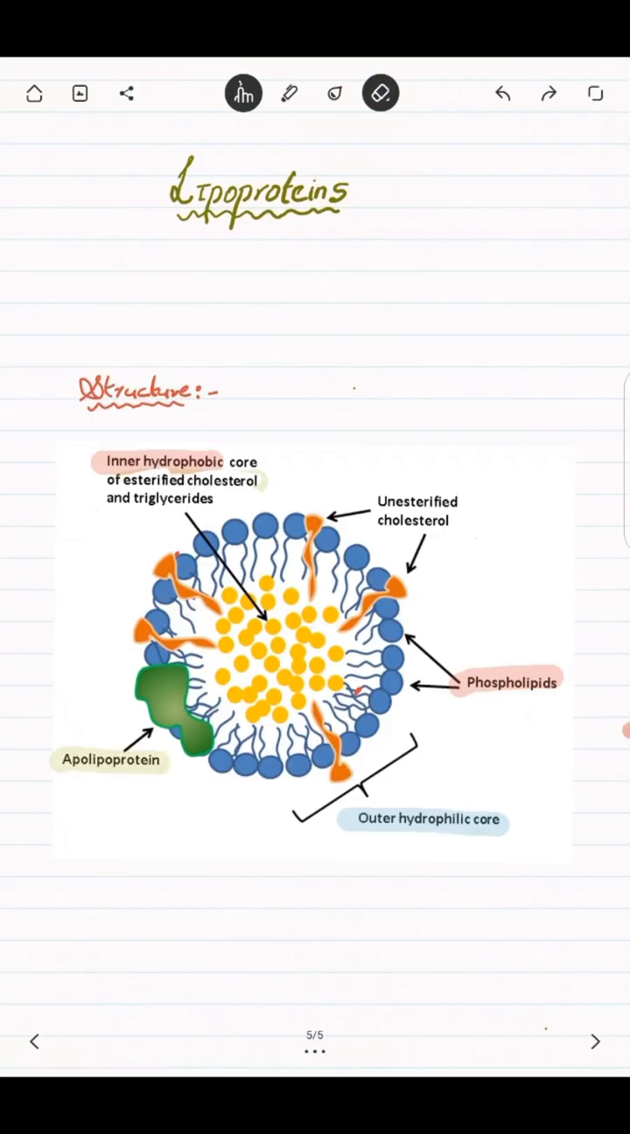In the inner side of this structure, lipoprotein will pack non-polar compounds which are hydrophobic, like esterified cholesterol and triglyceride. In the outer parts, it will pack the polar water-loving parts like unesterified cholesterol. Unesterified cholesterol is polar, whereas esterified cholesterol and triglycerides are non-polar, so they will be present in the core. And in the outer hydrophilic part there will be unesterified cholesterol. This is how we pack the lipids and carry them through our blood. Because fats are non-polar, they cannot be mixed in blood, so lipoproteins carry fats through the blood.